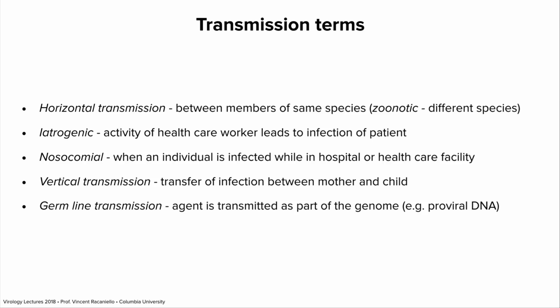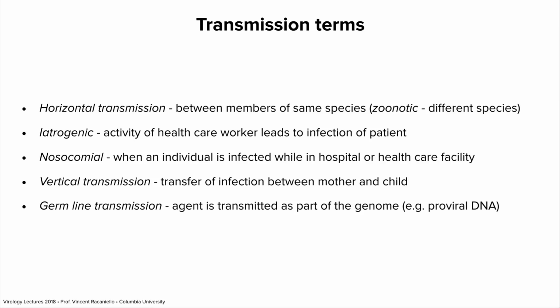If you're in the hospital and a nurse infects you with a contaminated instrument, that's called an iatrogenic transmission. And it would also be, if you happen to be in the hospital when that nurse infected you, a nosocomial infection, something you acquired in a hospital or healthcare facility. Vertical transmission is between parent and offspring, mother to child. And finally, germline transmission is when the agent, the virus, is transmitted as part of the genome.